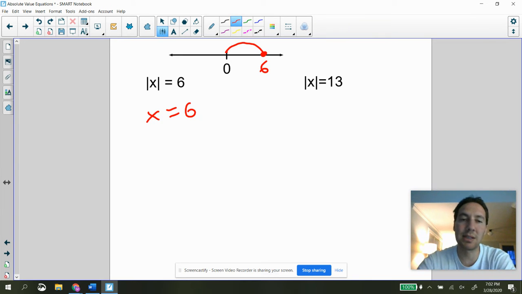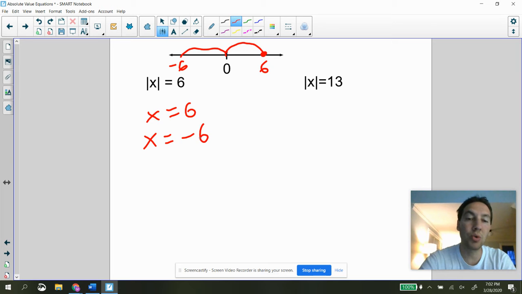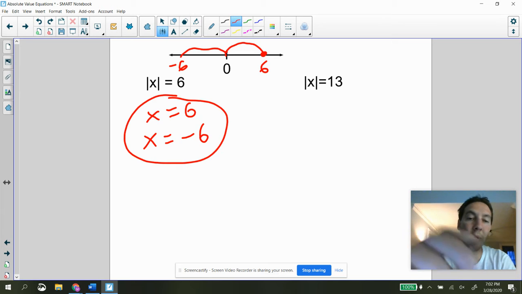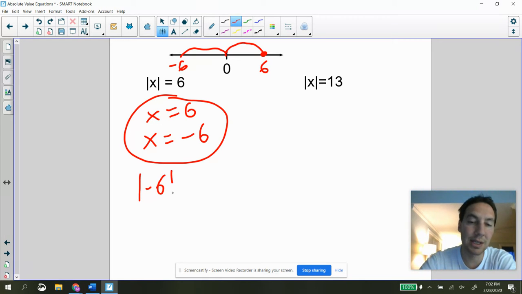If you can go 6 to the right, you also could go 6 to the left. Ooh, not as pretty. And sure enough, this equation has two answers. Both of those work. If you plug them in, absolute value of 6 would be 6, but the absolute value of -6 would also equal 6.